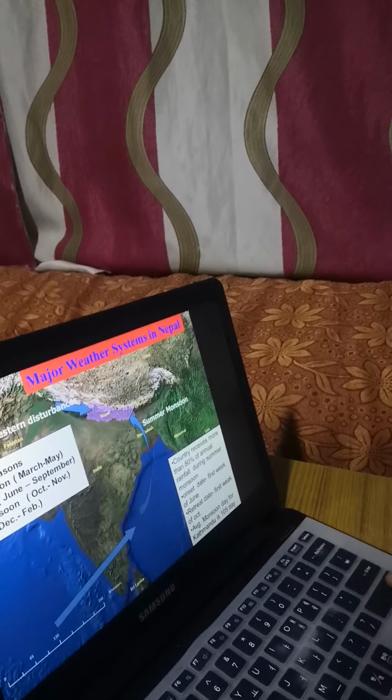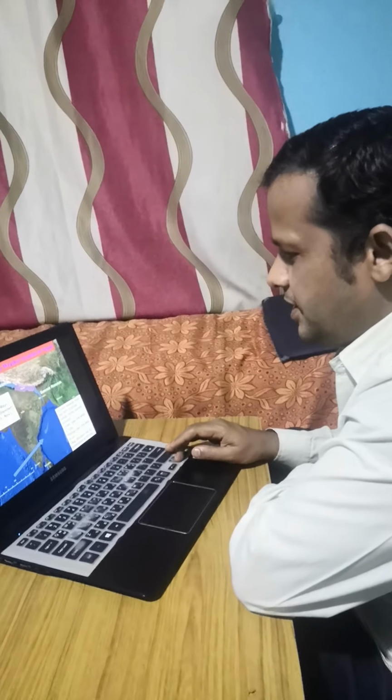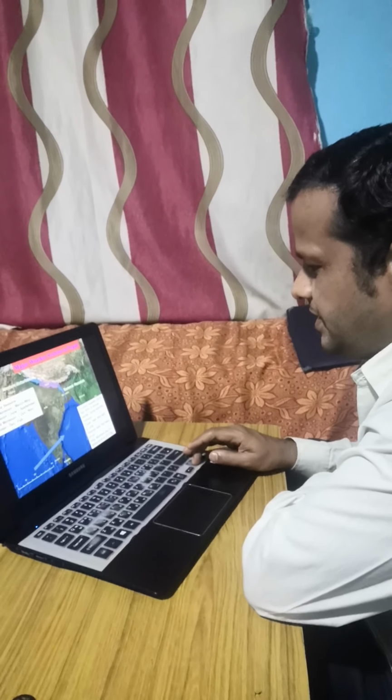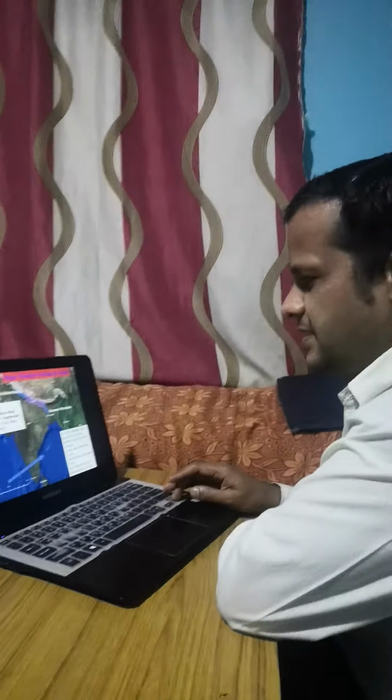Nepal is the country of the highest mountain in the world, Mount Everest. You know about this. Major weather systems may be influenced by the South Asian monsoon, which contributes 80% of annual rainfall during the summer monsoon. It varies with the days. The average monsoon duration is 105 days in Nepal.